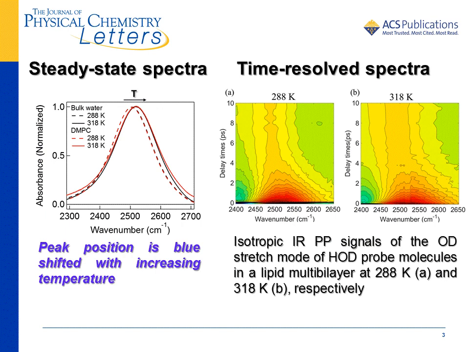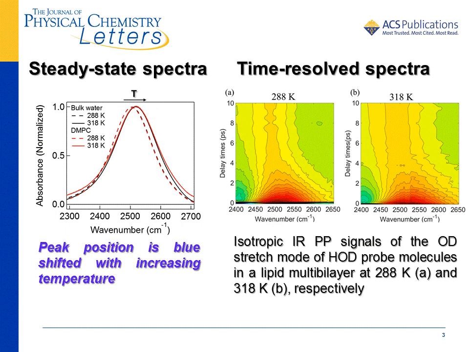This indicates a reduction in the number of hydrogen bonds, or weakening of the hydrogen bond network, in the DMPC multibilayer. The following figure shows the IR pump-probe spectra of the OD stretch of HOD in the DMPC phospholipid multibilayer at 288 Kelvin and 318 Kelvin, respectively. The IR pump-probe signal shows both positive, by red color, and negative, by green color, at the earlier times, and there is only positive signal at later times.